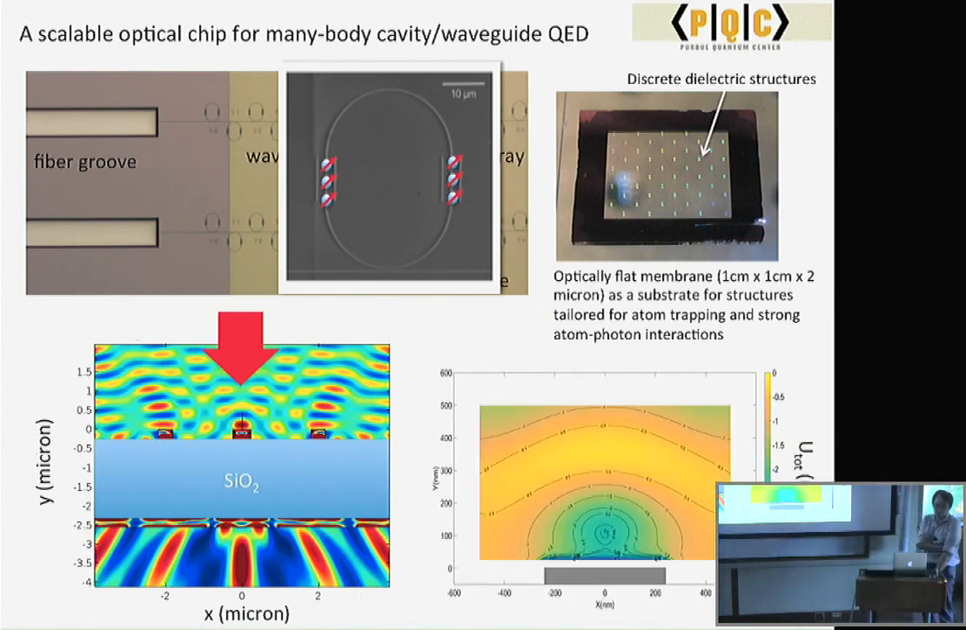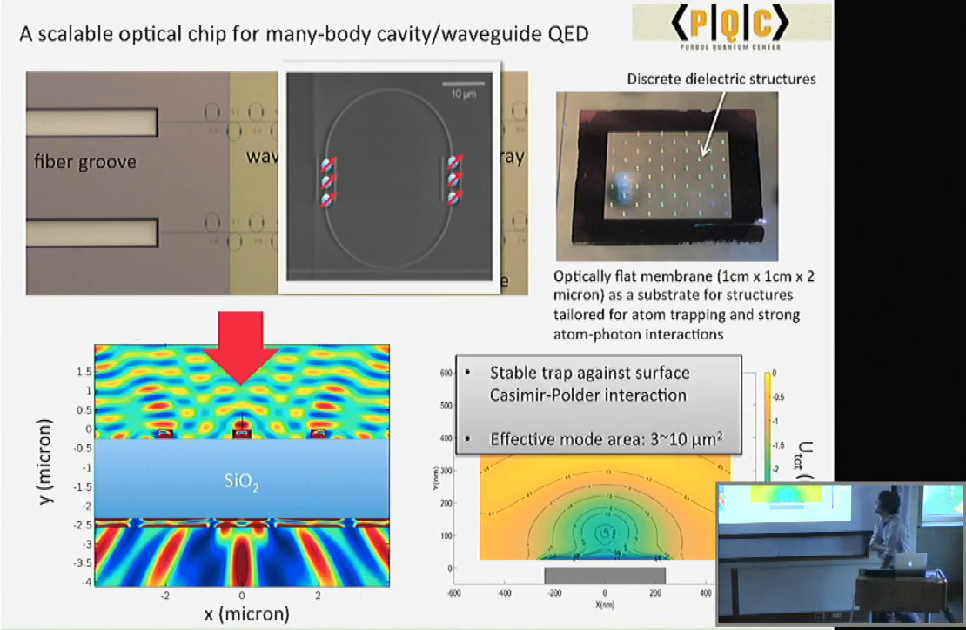But we also have to consider the surface Casimir-Polder interaction. We don't have an infinite amount of laser power, and we also don't want to create a super large light shift. So this is where we limit ourselves to about 100 nanometers above the waveguide, and we can still create a pretty stable trap. With this, the effective mode area that an atom sees with a propagating waveguide mode is about 3 to 2 microns squared.